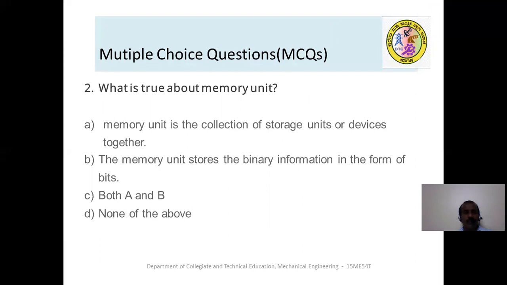What is true about memory unit? A. Memory unit is the collection of storage units or devices together. B. The memory unit stores the binary information in the form of bits. C. Both A and B. D. None of the above. The answer is C. Both A and B.